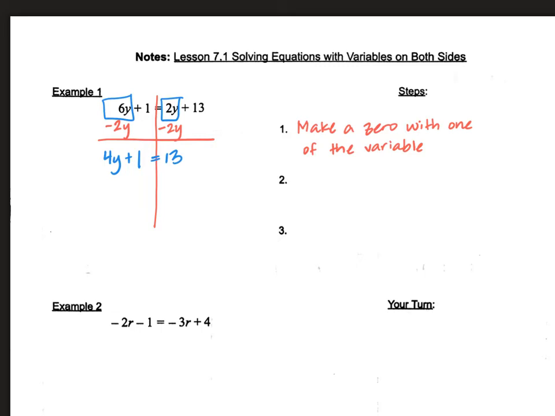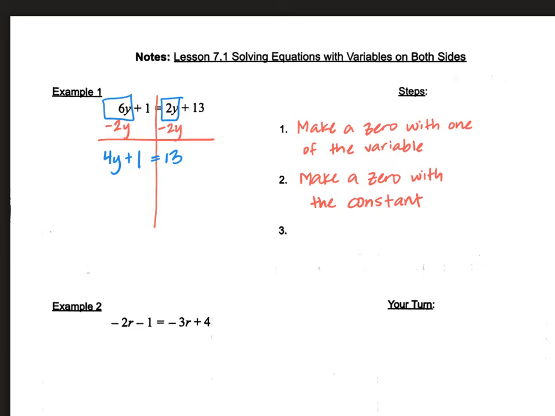And hopefully this looks familiar. It is a two-step equation. And so step number 2 is to make a 0 with the constant. And constant means a number without a variable, which in this case is the 1. The constant that we're looking at, 1 is a constant, 13 is also a constant, but I mean the constant on the same side as the variable. So the plus 1 is what we want to make a 0 with.